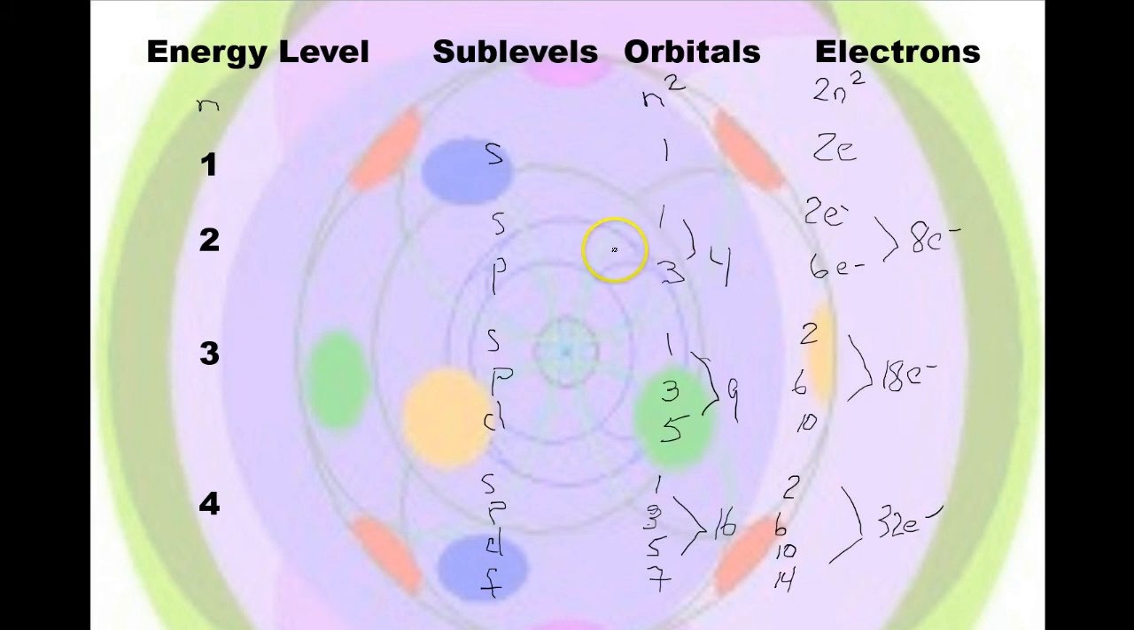Okay, so that is the quantum model. This is the modern model that we actually use today. The electron cloud is 3-dimensional, and it's quite a bit different probably than what you have learned about in the past.